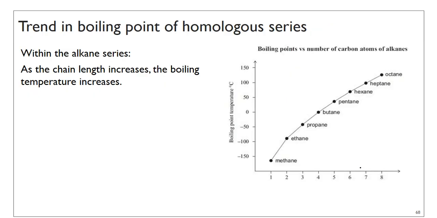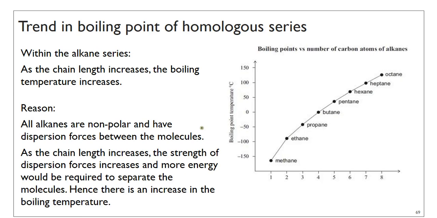Okay. So if we go back to this graph, you can explain this trend using the structure and also the intermolecular forces of the molecule. This is one way to explain. If this is a 3-mark explanation question, you want to highlight that alkanes are nonpolar and they have dispersion forces between the molecules. As the chain length increases, the strength of dispersion forces increases, which means that more energy is required to separate the molecules. Hence, there is an increase in the boiling temperature. You have to use intermolecular forces to explain this trend in boiling point.